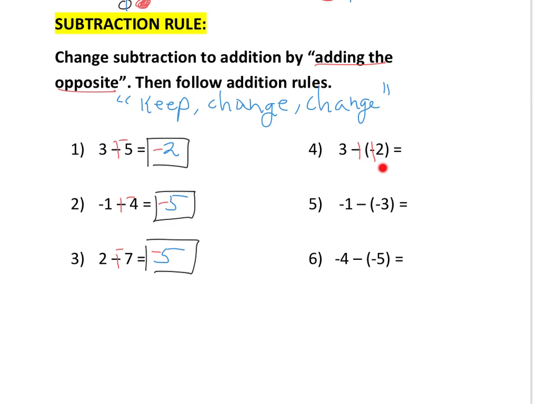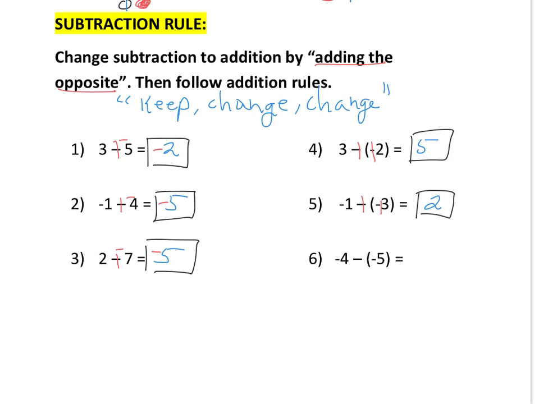So same signs, add and keep the sign. So we're going to add 3 and 2, which is 5. This sign is positive, so we're going to keep it as positive 5. Next one, we're going to keep the negative 1, and then we're going to change. So we end up with a negative 1 plus a positive 3. Different signs, subtract. So 3 minus 1 is 2, and keep the sign of the larger. There are more positive 3's than there are negatives, so we're going to keep the sign as positive 2.